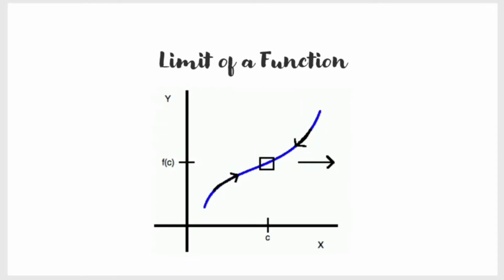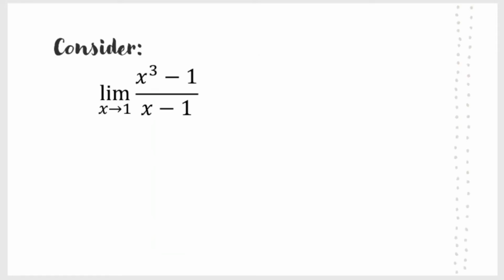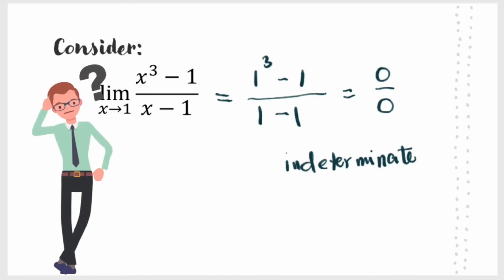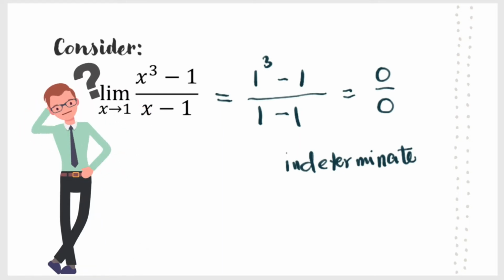Limit of a function. We already learned that we can evaluate the limit of a function by direct substitution. Let's try to consider this example: the limit of x cubed minus 1 all over x minus 1 as x approaches 1. Substitute, we have 1 cubed minus 1 all over 1 minus 1, which is equal to 0 over 0, which is indeterminate. Therefore, direct substitution is not applicable. How are we going to find the limit of the given function?